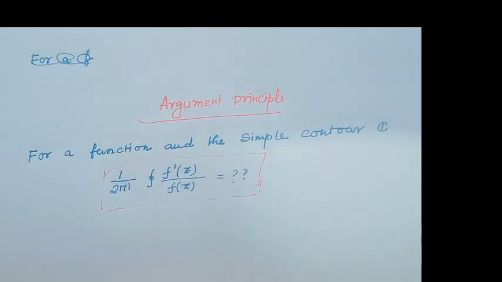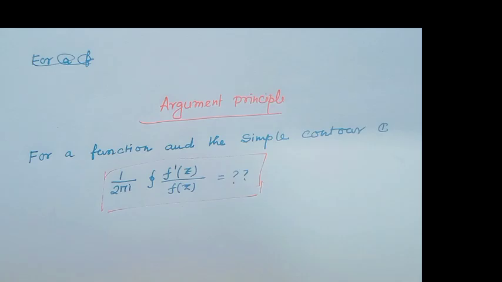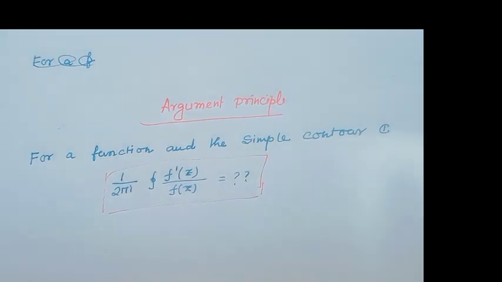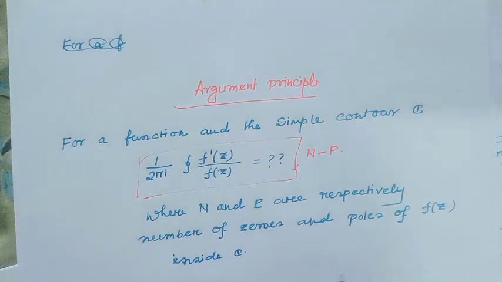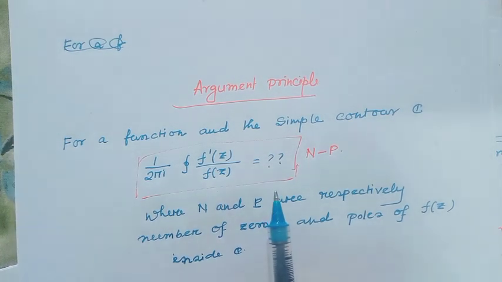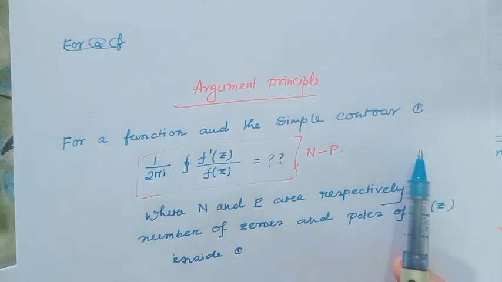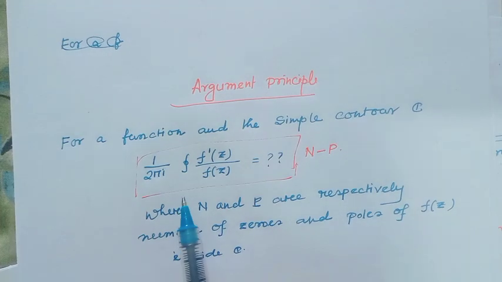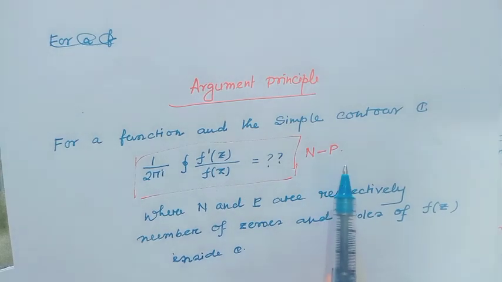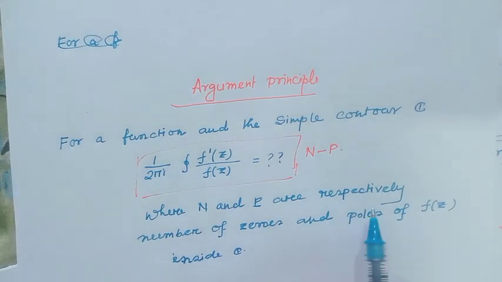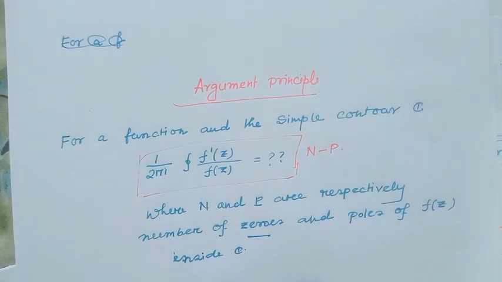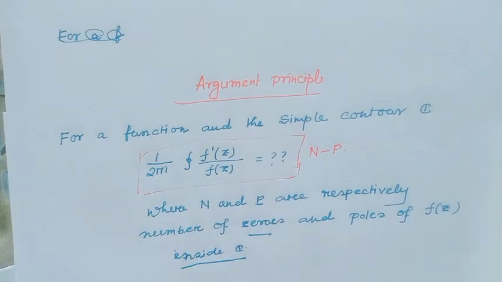Let's see. At first, the statement of the argument principle, just as a review. In my previous video, we saw that on a simple closed contour C, 1 over 2 pi i times the integral of f prime z over f z equals n minus p, where n and p are respectively the number of zeros and poles of f z inside the contour C.